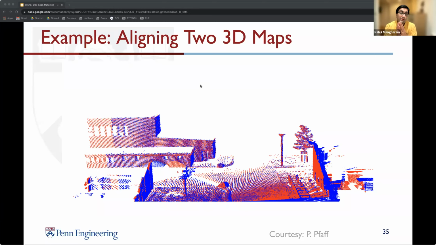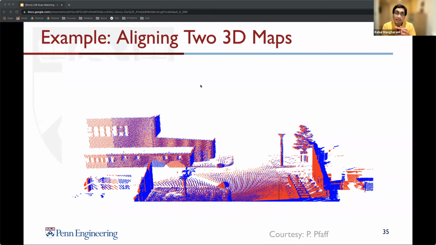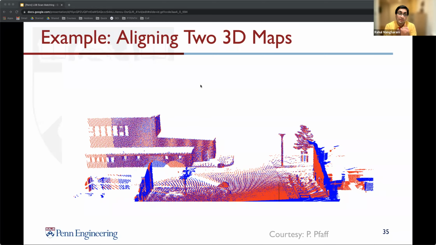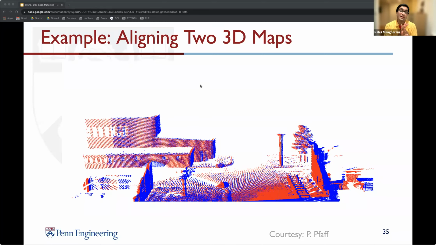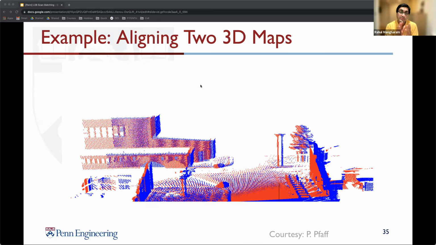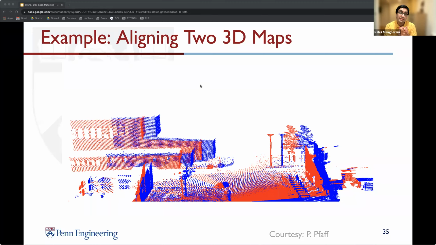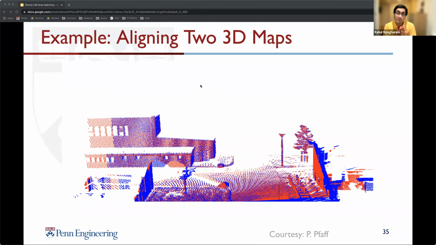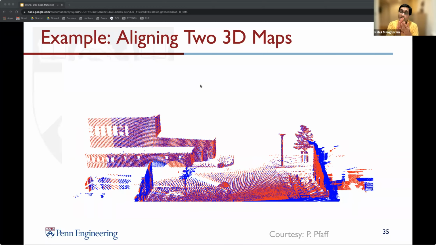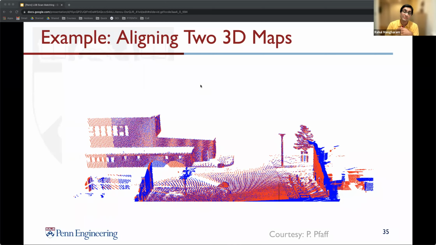So here's an example of aligning two scans. The blue scan is the reference scan. Then the robot drove a bit ahead and recorded the red scan. Here you see how this alignment procedure aligns these two scans. Once you find the best match, you take this as your new robot pose and then continue. As the robot moves further, you again match the new scan with the previous one and so on.